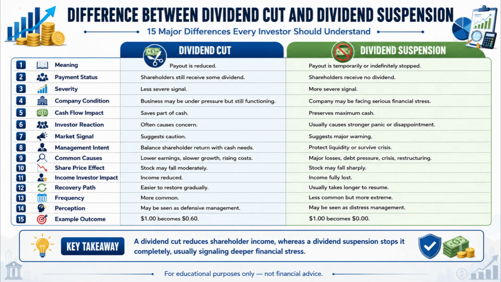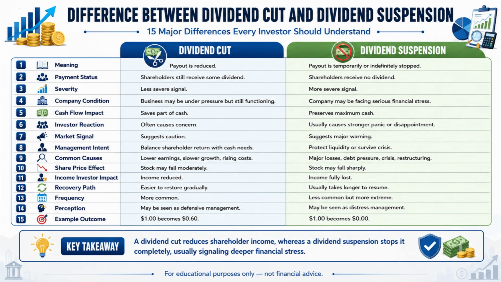Number 2. In a dividend cut, shareholders still receive some dividend income, whereas in a dividend suspension, shareholders receive no dividend at all. Number 3. A dividend cut is generally seen as a less severe signal, whereas a dividend suspension is considered a more serious warning sign. Number 4. A company that cuts its dividend may still be functioning under pressure, whereas a company that suspends its dividend may be facing stronger financial stress.